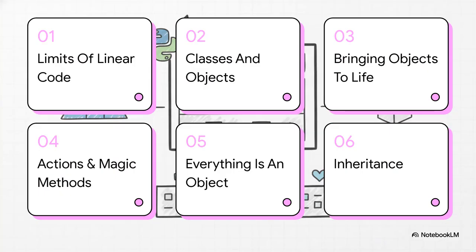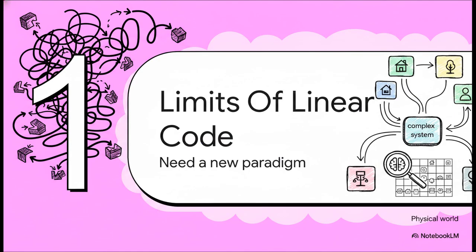Okay, let's lay out our structured roadmap for mastering all this. We're going to start with the limits of linear code, then move into blueprints, classes, and objects. After that, we'll bring those objects to life, give them some actions and magic methods, reveal a pretty wild core truth about Python where everything is an object, and finally wrap up with inheritance and passing traits down. Let's just dive right in. Section 1. The limits of linear code and why we desperately need a new paradigm.